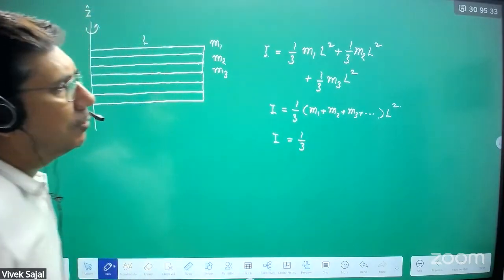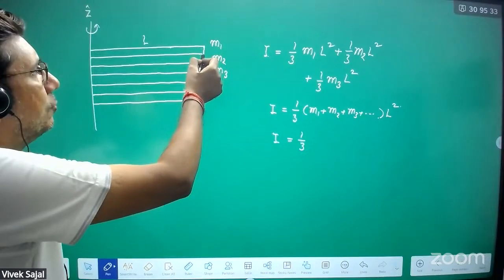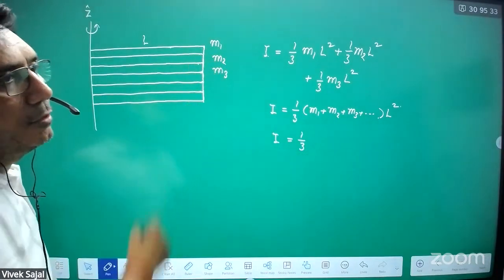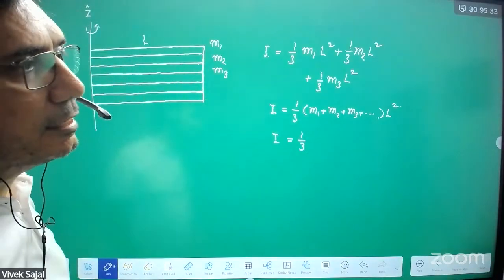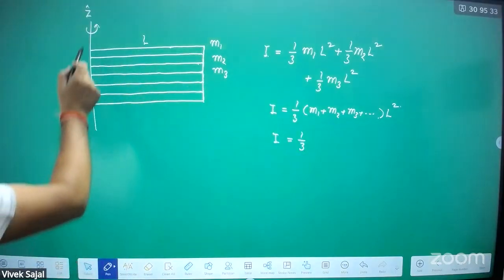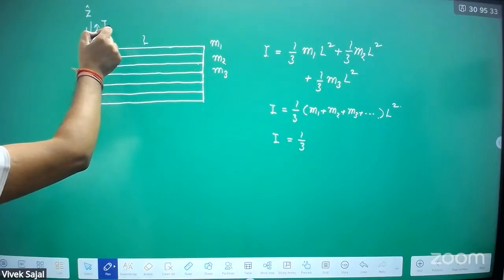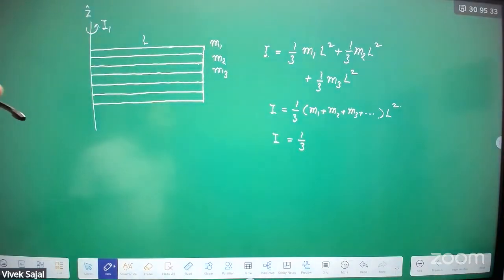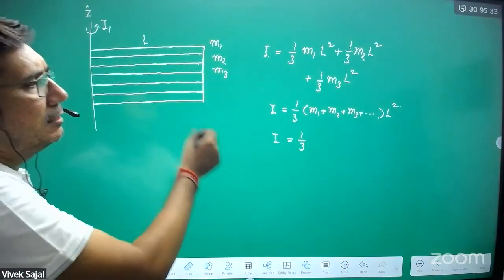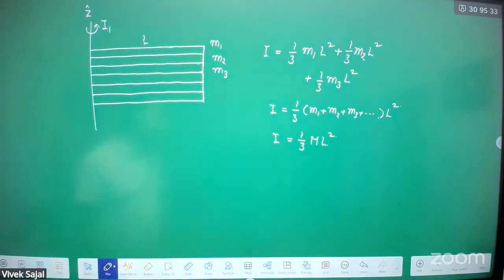This M1 plus M2 plus M3 will be the mass of this rectangular plate. By adding these rods together, you have created a rectangular plate whose length is L. If you rotate this rectangular plate about this axis, the Z axis, its moment of inertia, say I1, with total mass M, will be 1 by 3 ML square. This will be the moment of inertia about this axis. Is it clear?